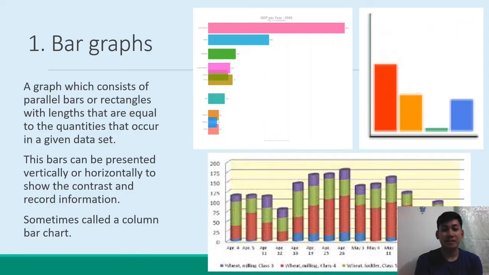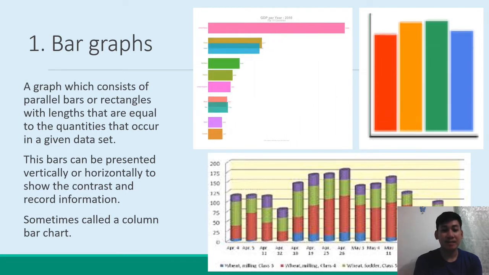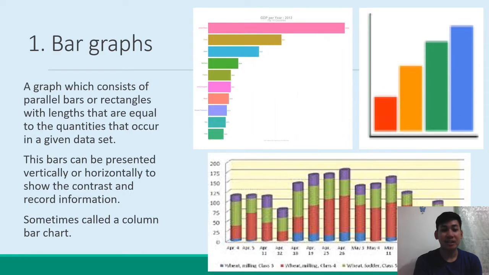First is bar graphs. A graph which consists of parallel bars or rectangles with lengths that are equal to quantities that occur in a given data set. So these bars can be presented vertically or horizontally to show the contrast and record information. So sometimes called a column bar chart. So as you can see in the picture, those are examples of bar graphs. So, pwede siyang naka-vertical, pwede din naka-horizontal.